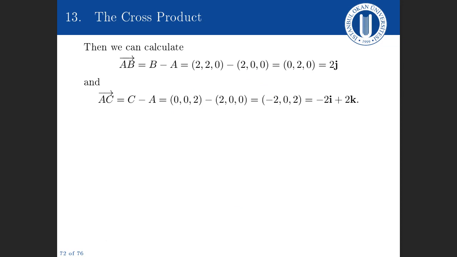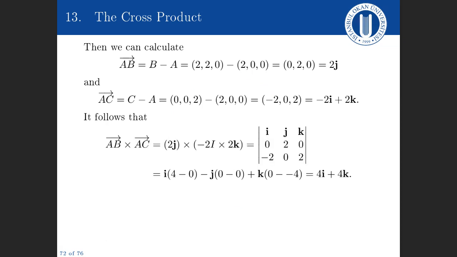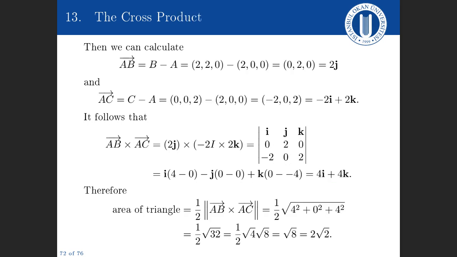So AB must be the vector 2j, and AC must be the vector minus 2i plus 2k. I leave that for you to check. I'm going to skip on quickly. I'm also going to leave it for you to check that if we do the cross product of these two vectors, we get 4i plus 4k. And then we use our formula. The area of the triangle is a half multiplied by the norm of AB cross AC. And I leave it for you to check that this is 2 square root of 2.